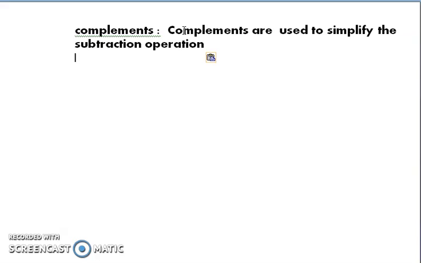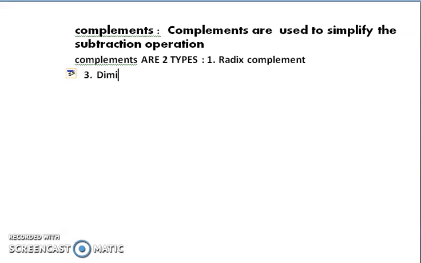In digital computers, the complements are of two types. What are the two types? The first one is called the radix complement. The second one is called the diminished complement.